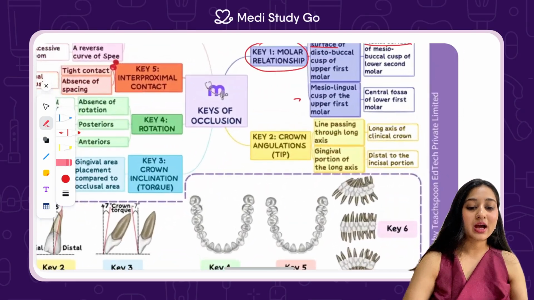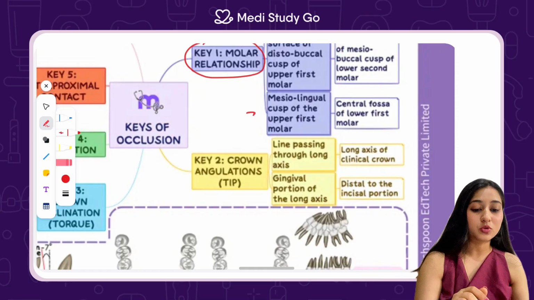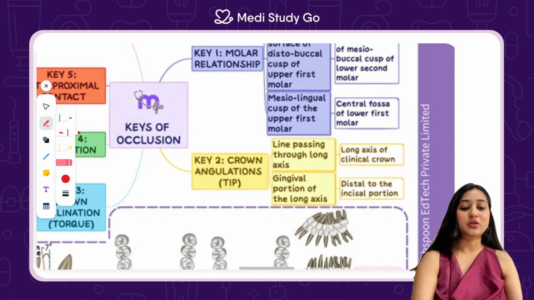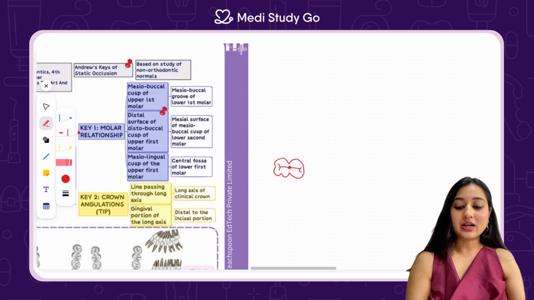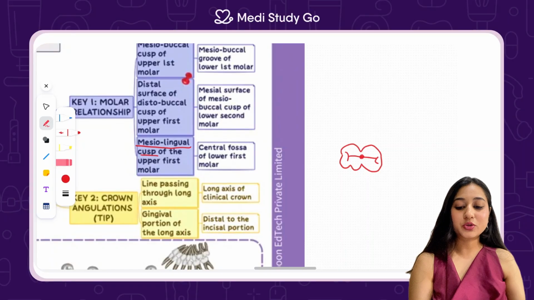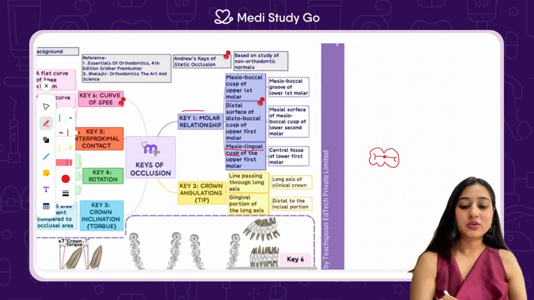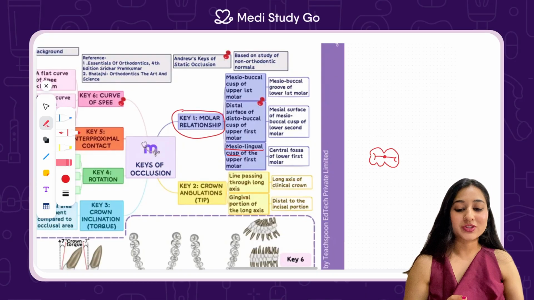And lastly, we have the third point, which is that the mesiolingual cusp of the upper first molar should occlude with the central fossa of the lower first molar. So in the lower first molar, this is the central fossa right here, and in the central fossa, the upper mesiolingual cusp should occlude properly. And these were the criteria for the molar relationship, the first key of the Andrews 6 keys of occlusion.